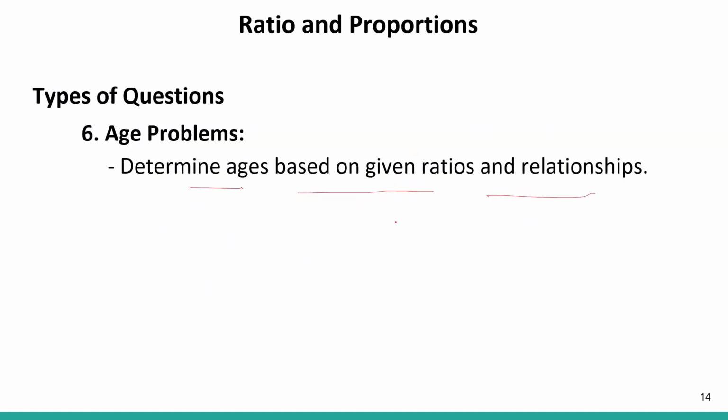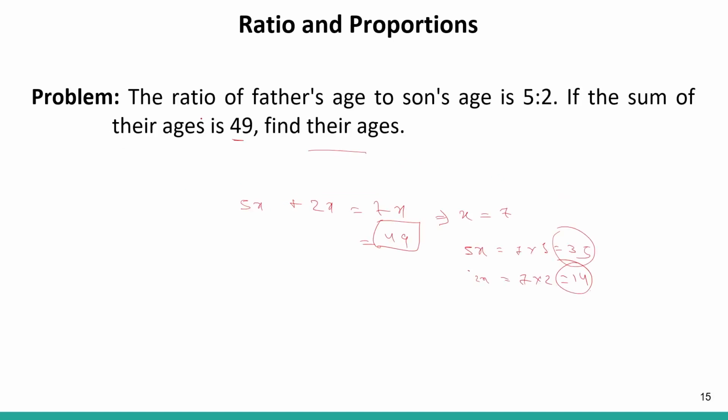Then we saw age problems, that is determining ages based on given ratios and relationships. So given that the ratio of father's age to son's age is 5:2, if the sum of their ages is 49, then find their ages.